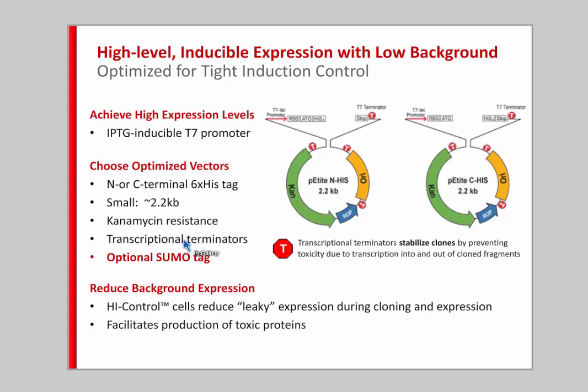And we've also inserted transcriptional terminators here on either side of the insert area to eliminate any unwanted transcription into and out of the cloned fragments. So unwanted transcription activity can be a source of clonal instability. And because of that very low background we talked about, because of these very high efficiency vectors and using that high-efficiency Expresso cloning system, it's going to really help your workflow in terms of time savings, and it's also going to help you control leaky expression.